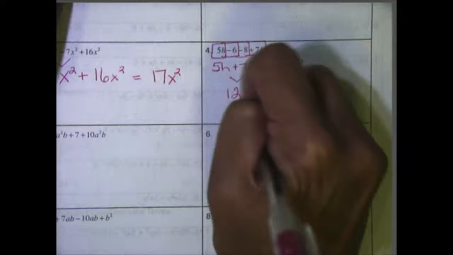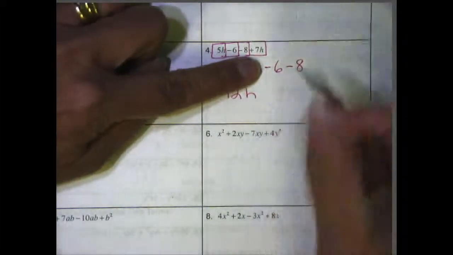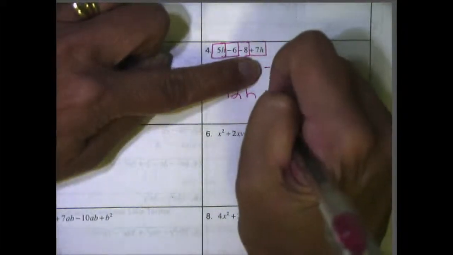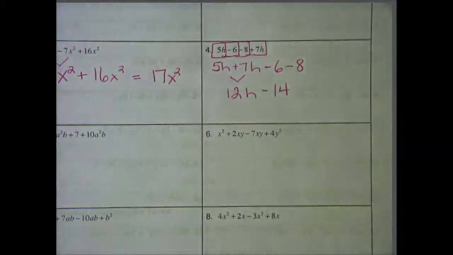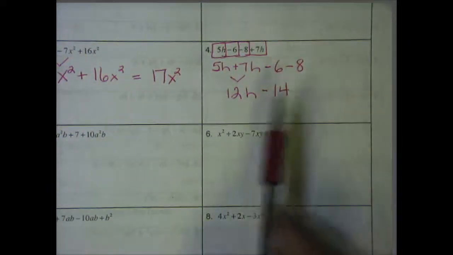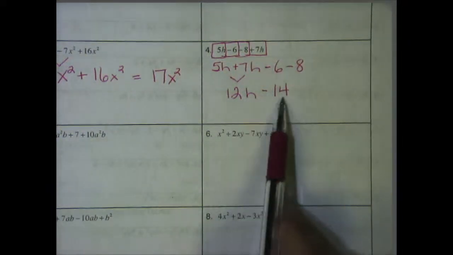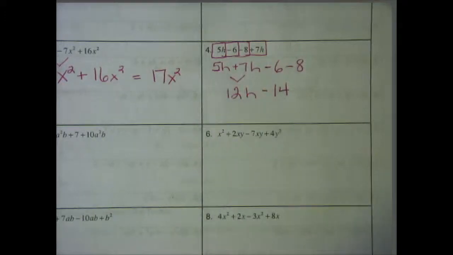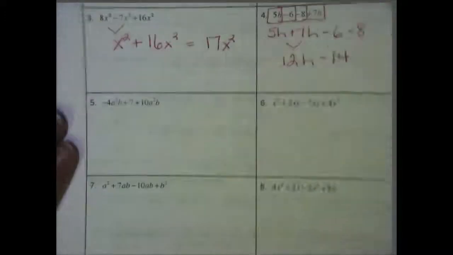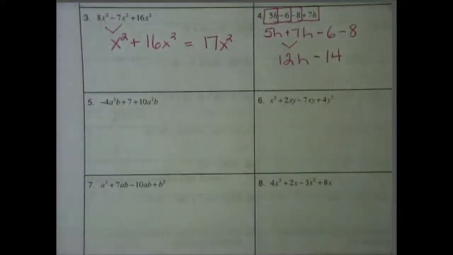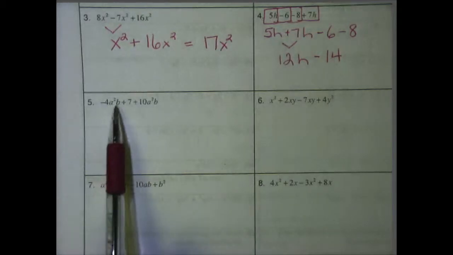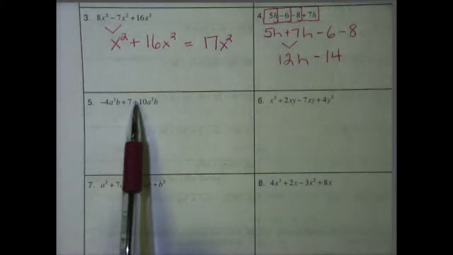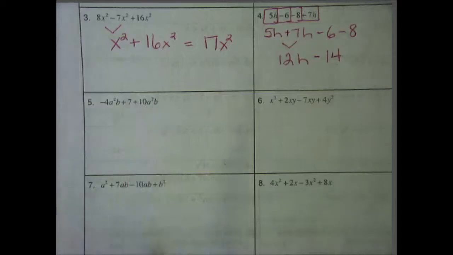So 12h, and then -6 minus 8 is -14. So 12h minus 14. And remember that you stop at that point because these are not like terms. You cannot subtract them. Let's take a look at number 5. Number 5 has some different kinds of terms. We've got -4a to the second power times b plus 7 plus 10a to the second power times b.